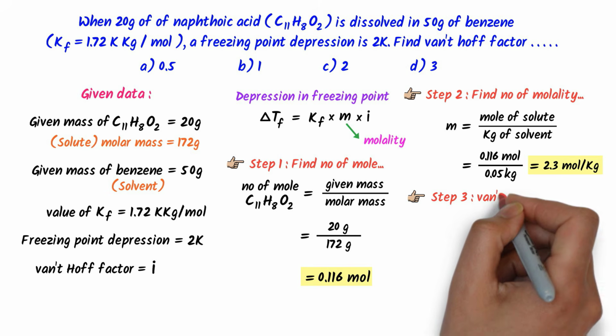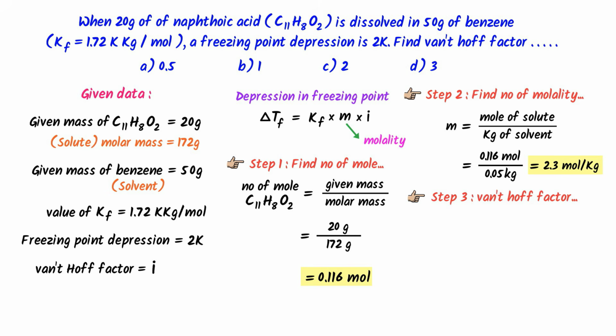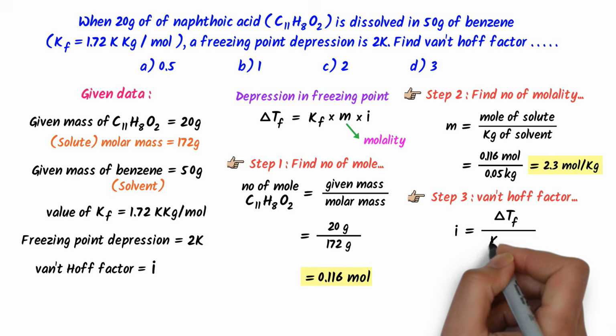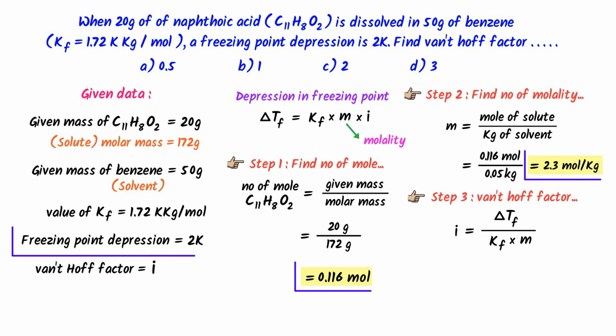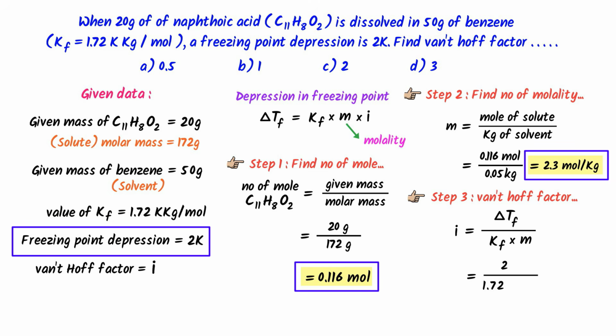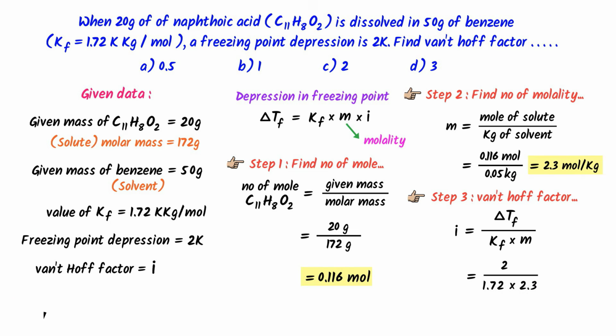In the third step, I find the Van't Hoff factor i. I rearrange this equation. I get i is equal to del Tf upon Kf into m. Now I put all these values in this equation. The value of del Tf is 2 K, the value of Kf is 1.72 and the value of m is 2.32. After calculation, I get i is equal to 0.5. Thus the Van't Hoff factor of this reaction is 0.5. Hence the correct option is A. Therefore, using this method, we can crack any numerical problem.